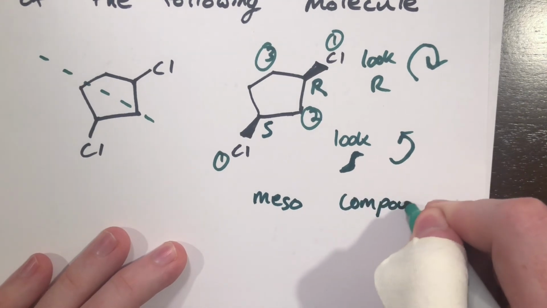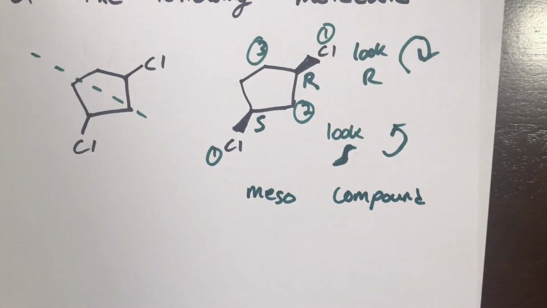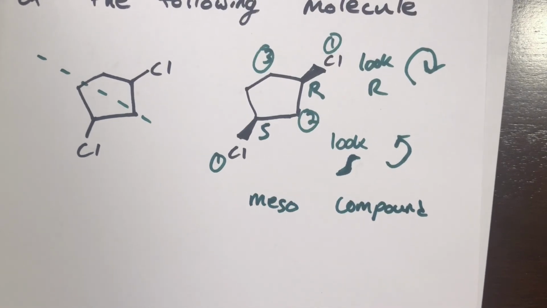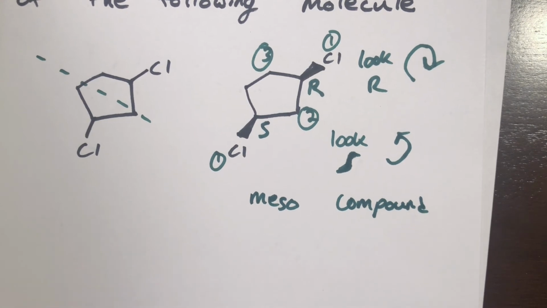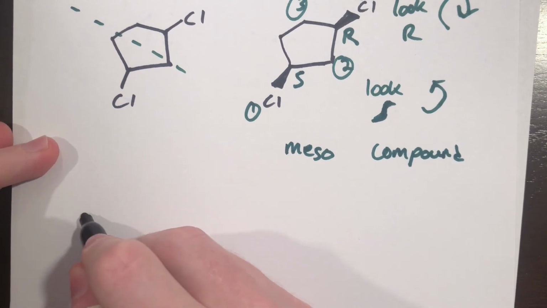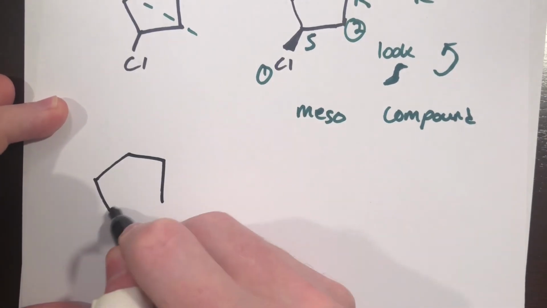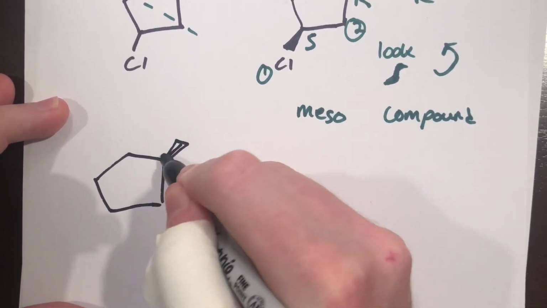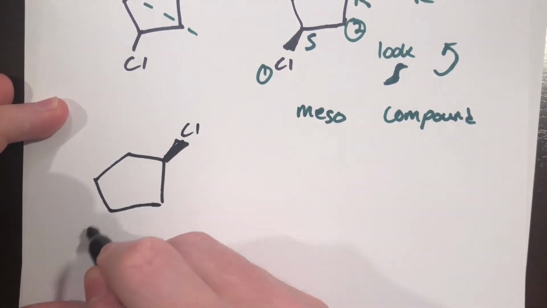So because it's meso, it will not have an enantiomeric pair, because as we saw in the previous example, the molecule would just be identical. So therefore, the only option that we have left is the trans version, or the one that has a dash and a wedge.